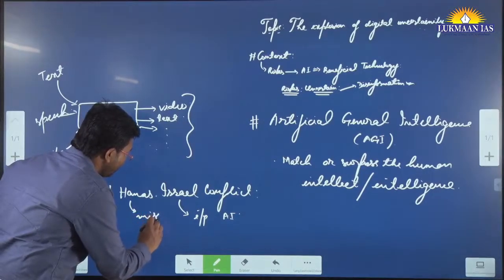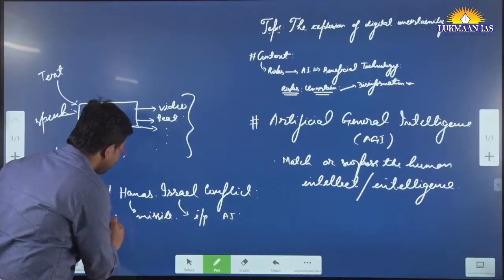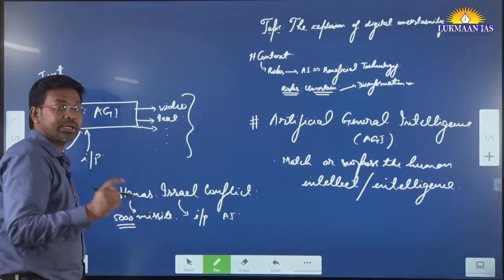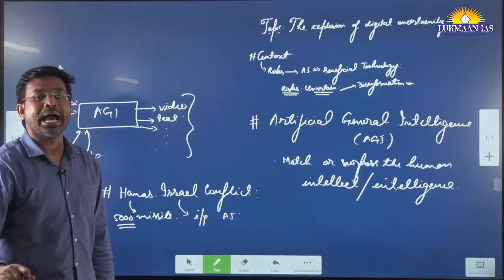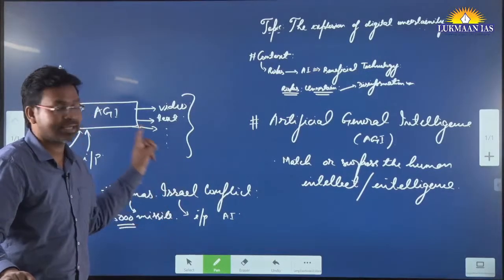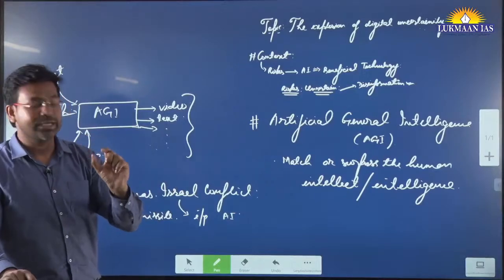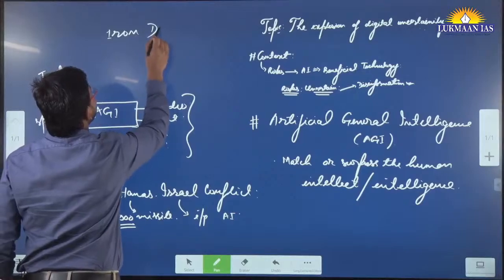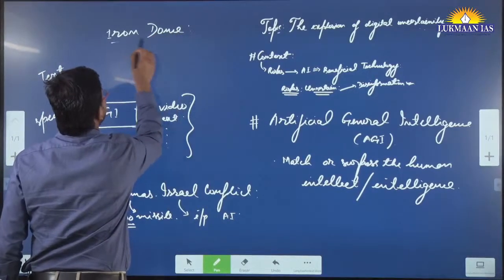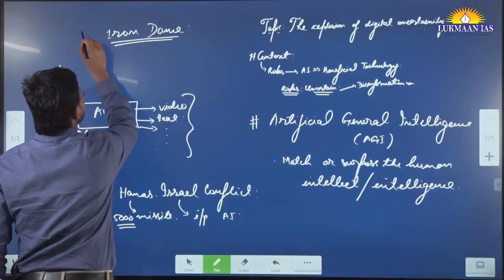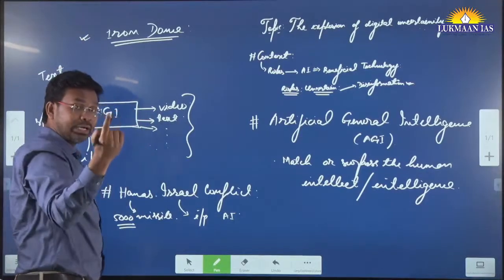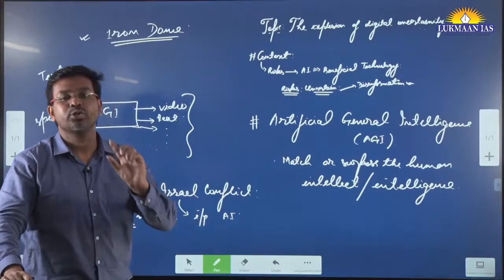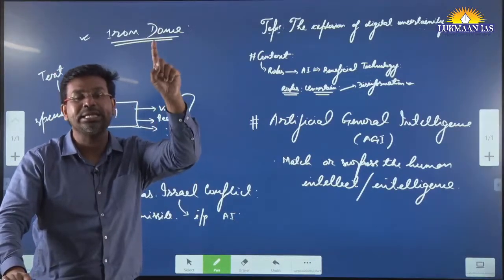They have launched more than 5,000 missiles within half an hour, and they have surpassed the capacity of the Iron Dome that has been developed by Israel. Iron Dome is a technology available with Israel, and using this technology they are not only able to intercept the incoming missiles, they are also able to destroy those missiles in the air itself.